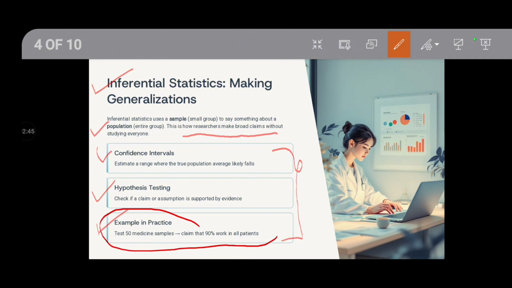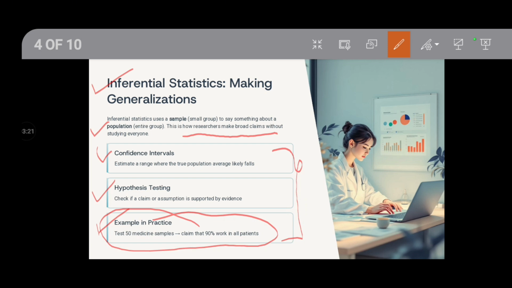Now the example in practice. We test 50 medicine samples, with the claim that it works in 90% of all patients. If a medicine company launched a medicine and wants to check how well their medicine has worked on people, they will not go for the whole population. They will take a small population, collect data from them, and then make their generalization about how their medicine is going to work.